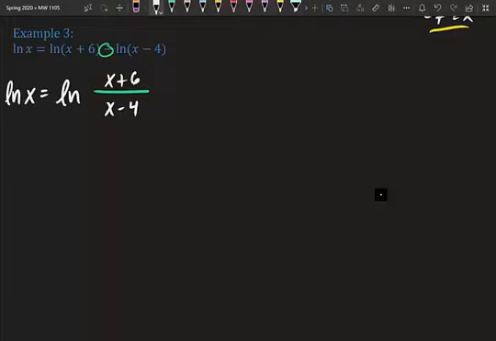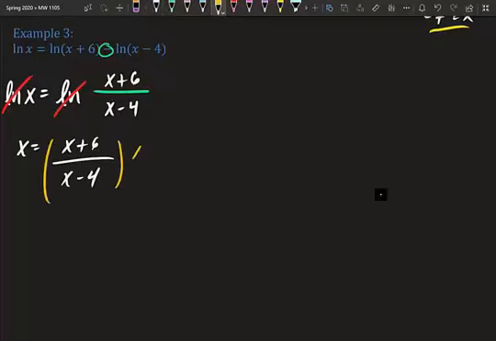Alright, do you notice that they both only have ln on each side? That there's only one logarithm on each side? So because we have that, we can cancel them out. So we have x equals x plus 6 over x minus 4. Anytime we have a fraction, we need to get rid of it, and the only way to do so is by multiplying by the denominator. Technically, all we're doing is just moving it to the other side. So we have x minus 4 times x equals x plus 6.